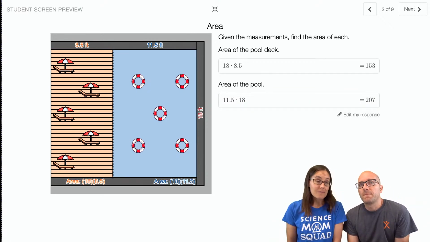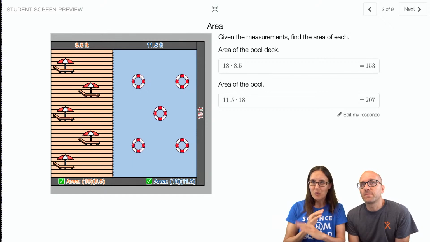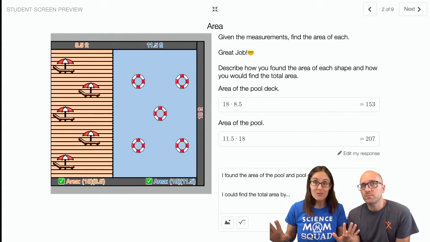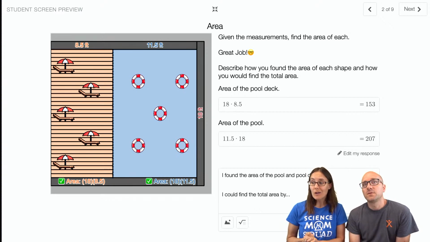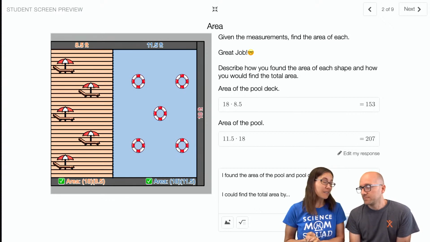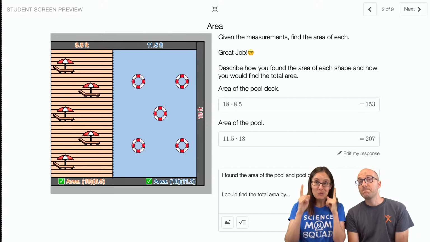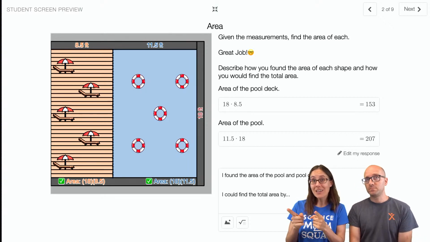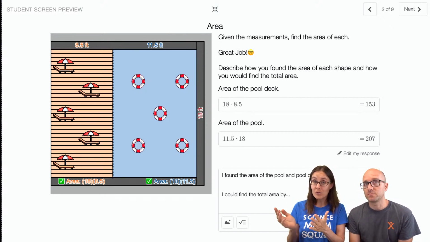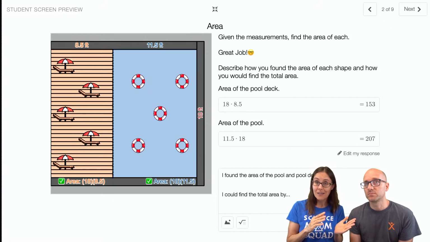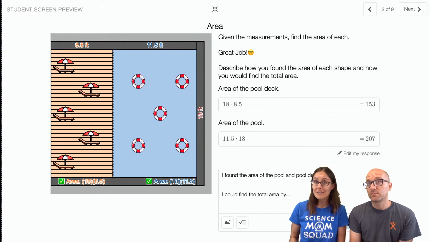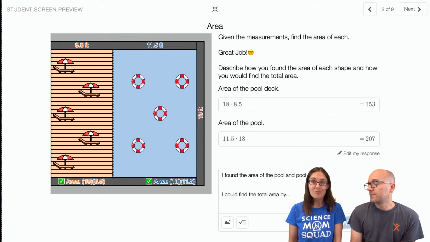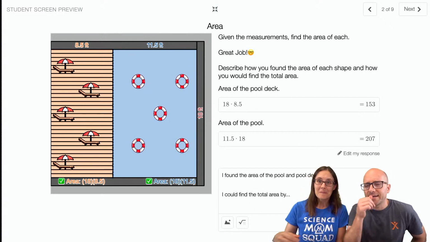And then I do the same thing, although I did reverse order with width and height, but the answer's the same. I do 11.5 times 18 for the pool, and I get 207 square feet. And you know what I like to do in questions like this? I like to do a quick little sanity check. I can tell from looking at this picture, the area of the pool should be bigger than the area of the deck. And then I glance at my answers, and is that true? Yep, it is. 207 is bigger than 153. That's kind of clever to do a little sanity check like that.